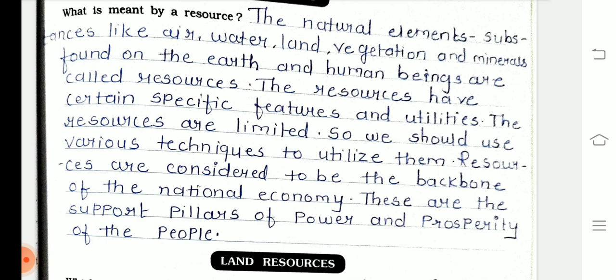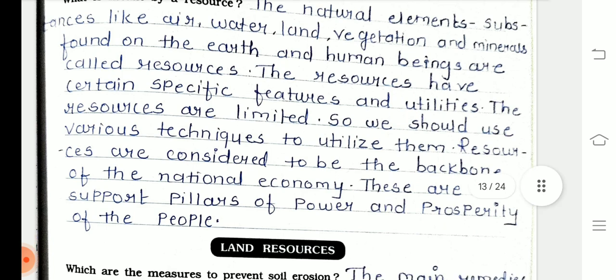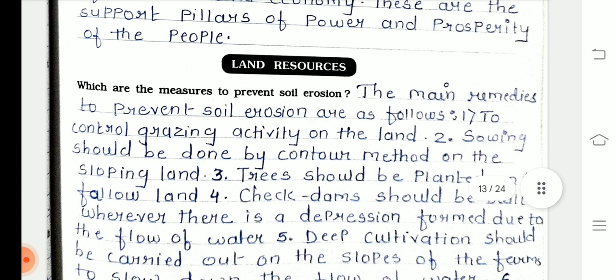The resources are limited, so we should use various techniques to utilize them. Resources are considered to be the backbone of the national economy. These are the support pillar of power and prosperity of the people. Next one is land resources.